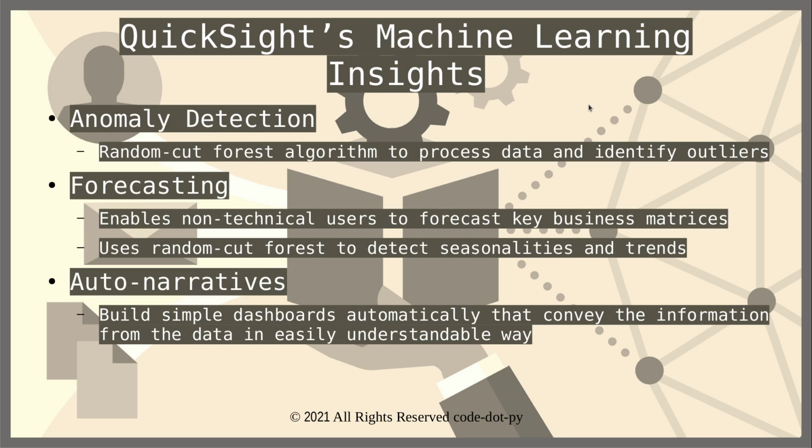Now with a specific focus on machine learning, QuickSight already has something called Insights. It's a service within QuickSight which already has entities like anomaly detection. It's basically a random cut forest algorithm based solution which processes data and identifies the outliers. It also has something for forecasting, which enables non-technical users to forecast key business metrics. It again also uses random cut forest to detect seasonalities and trends.